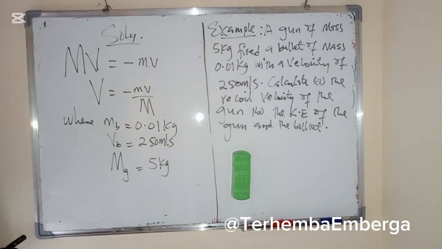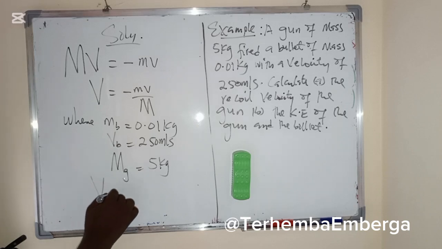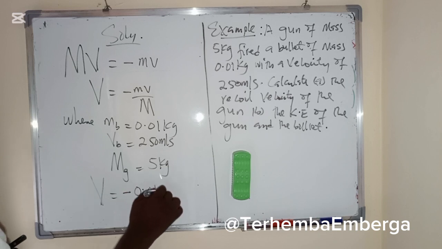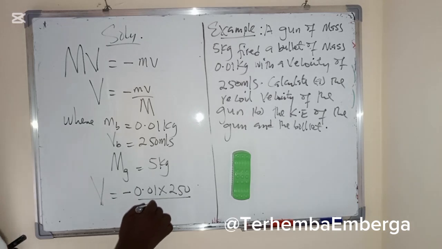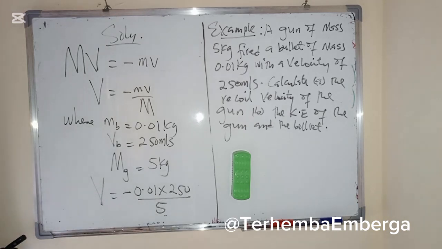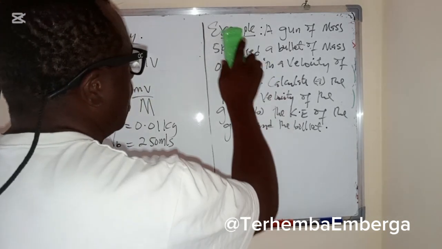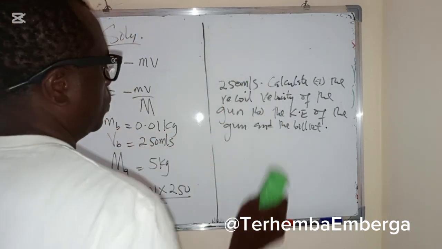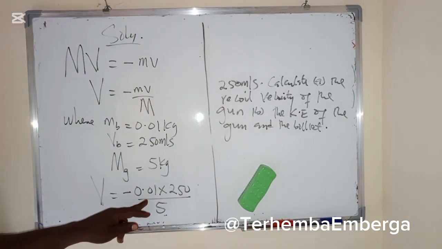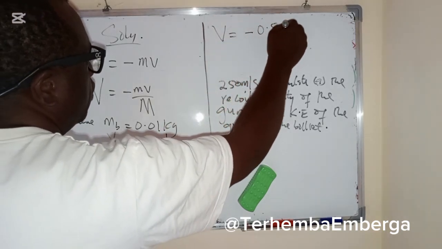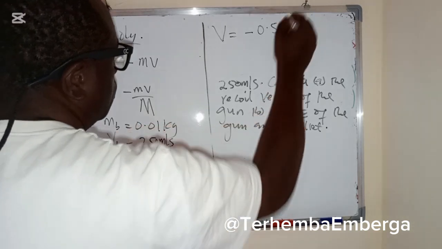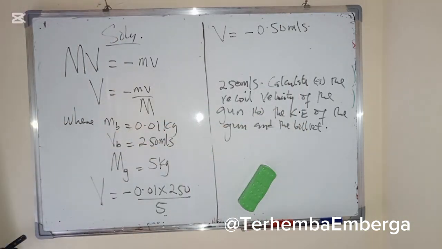So we can calculate our V as minus 0.01 times 250 divided by 5 kg. By the time we evaluate that, we have V will be equal to minus 0.503 meters per second. And that will be the recoil velocity.